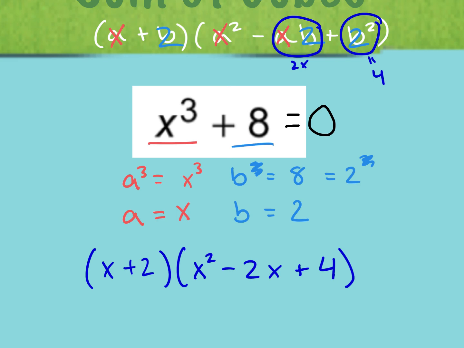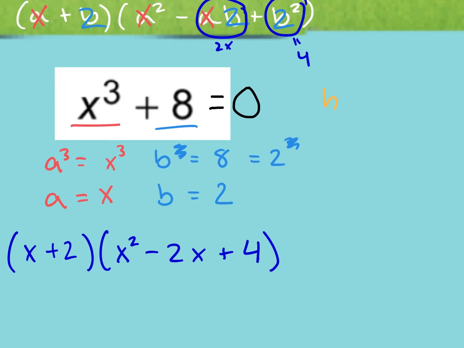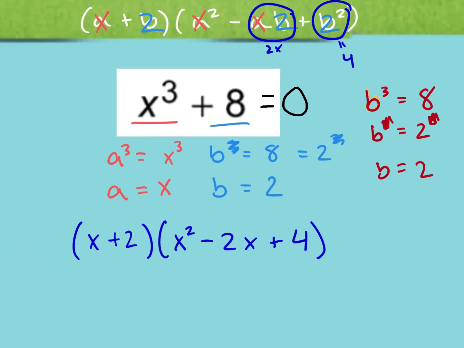So the question was, where did I get the 2 from? So I know that B cubed is equal to 8. So from that list of perfect cubes, common cubes that I have, what number cubed gives me 8? What is 8 equal to? 2 cubed. So if I cross out the cubed parts, then what does B equal? 2. So this is our answer.